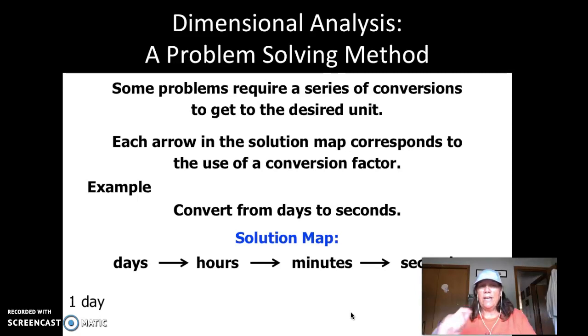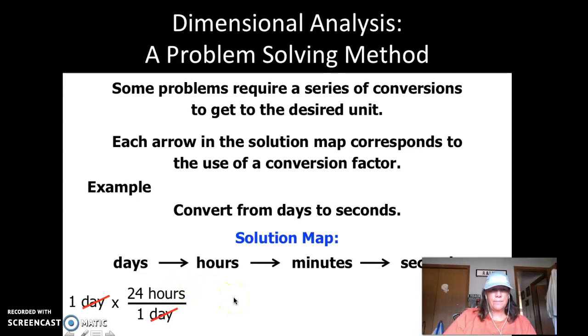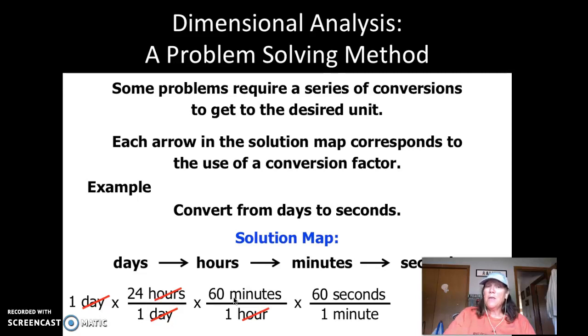Okay, so 1 day. What do I know about 1 day? I know 1 day is 24 hours. So days on the bottom, because they're going to cancel out, hours on top. Then I know 1 hour is 60 minutes. I also know that there's 60 seconds in a minute. Now I'm at the unit that I want. I'm at seconds. That's good. So I'm going to go 24 times 60 times 60.